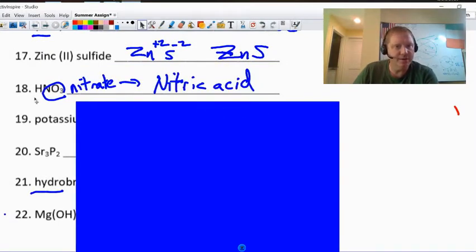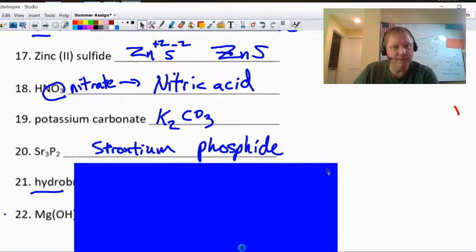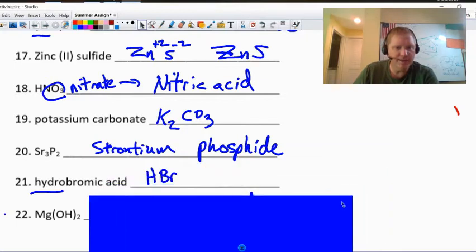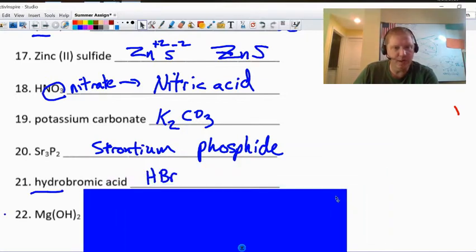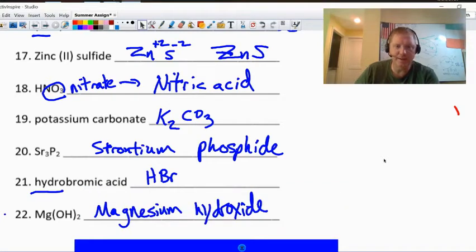This is an acid, starts with hydrogen. That's nitrate after it. Nitrate becomes nitric acid. Potassium carbonate, probably one of the most common compounds in our lives. Strontium is a metal, so this is strontium phosphide. And then we have hydrobromic acid, that's a hydro followed by the element bromine. And then magnesium hydroxide. Magnesium's a +2, hydroxide's a -1. Well, I don't know why I'm saying that, we just had to write the name.